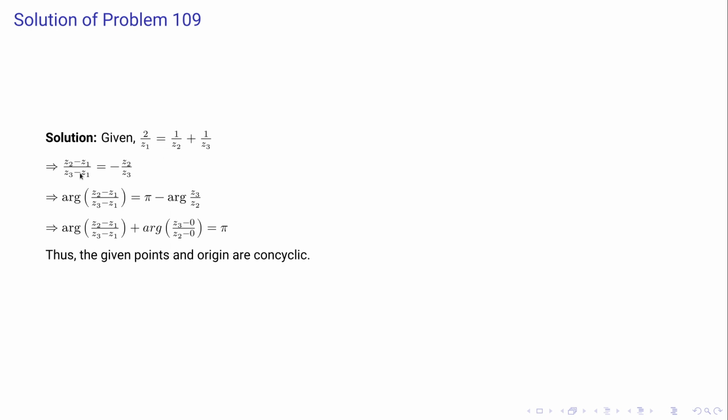So you rearrange these terms, you will get z2 minus z1 by z3 minus z1 is equal to minus z2 by z3. Now we take argument of both sides. We get argument of z2 minus z1 by z3 minus z1 is equal to pi minus arg of z3 by z2. So we can write z3 by z2 as z3 minus 0 divided by z2 minus 0. The sum of these 2 arguments will be equal to pi. Thus, z1, z2, z3 and origin are concyclic.